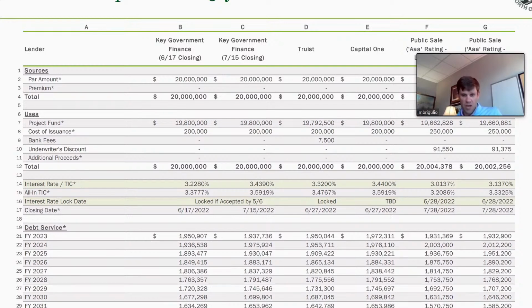And I think that's the other key consideration here on line 16 that we've highlighted. Both Key Government Finance, BNC, and Truist, those interest rates are locked in right now. Again, with Key, so long as you accept by May 6th. Those interest rates are locked in, not subject to change, so long as we can close by the stated closing date for each of those proposals. Whereas, again, the public sale, we're not going to lock that interest rate in until June 28th.